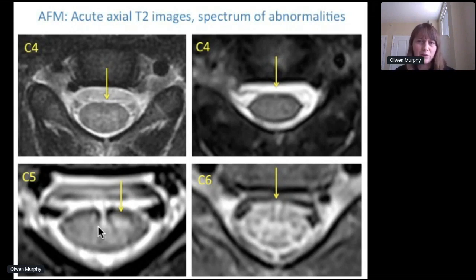This third image here, taken at C5, we can see that the abnormality is a little asymmetric. So the left anterior horn is clearly more involved than the right side. And in the example from C6 here, we can see there's a lot of edema in this patient. So while the predominant abnormality is in the grey matter, it's clearly spilling into the surrounding white matter structures.